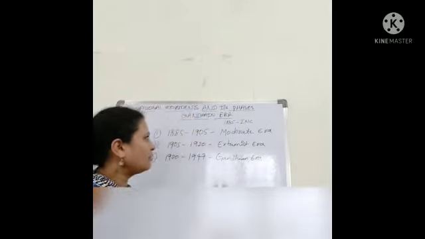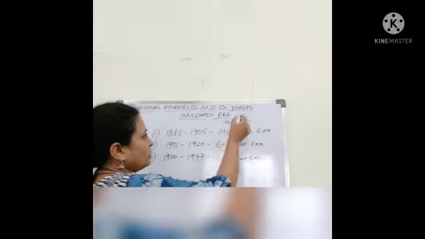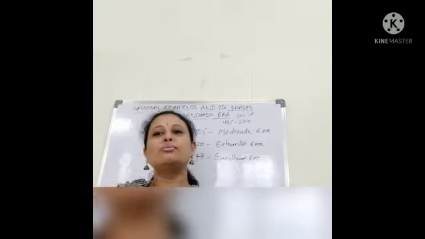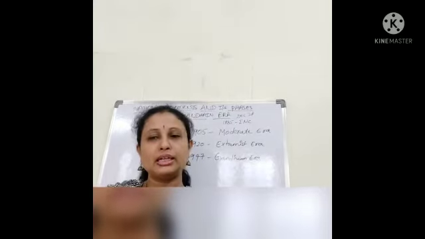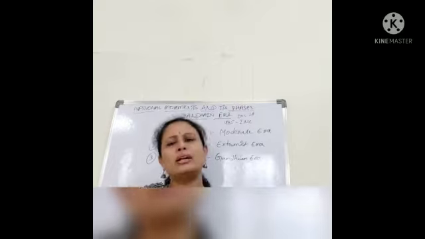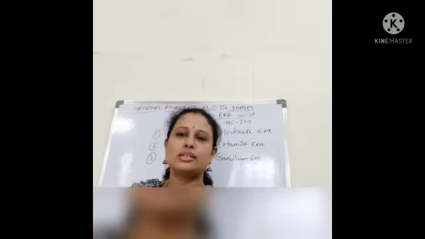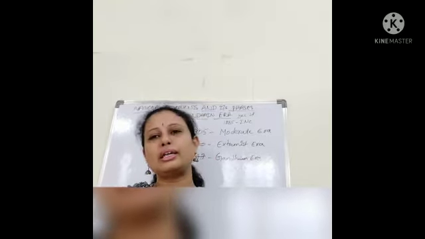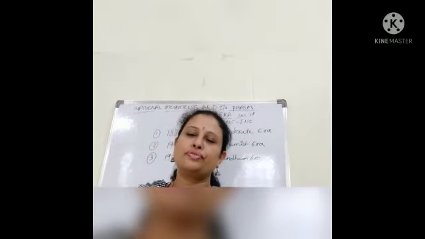On December 28, 1885, INC was formed. What is the place? It started at Bombay. And who was the first president of INC? W.C. Banerjee. From that time onwards, every year an INC summit was held in India in different locations. Second INC, third INC, fourth INC, like that. Every year one INC meeting was held in different parts of the country.